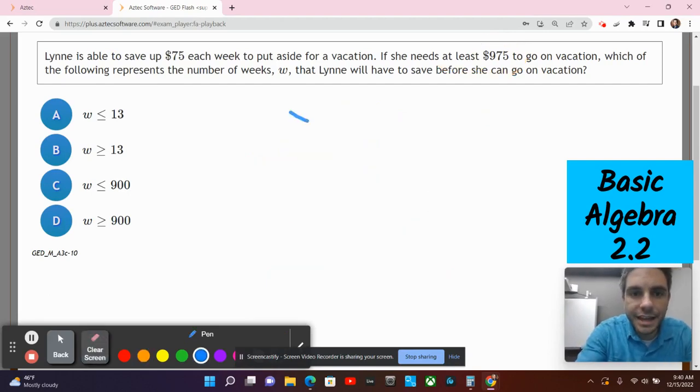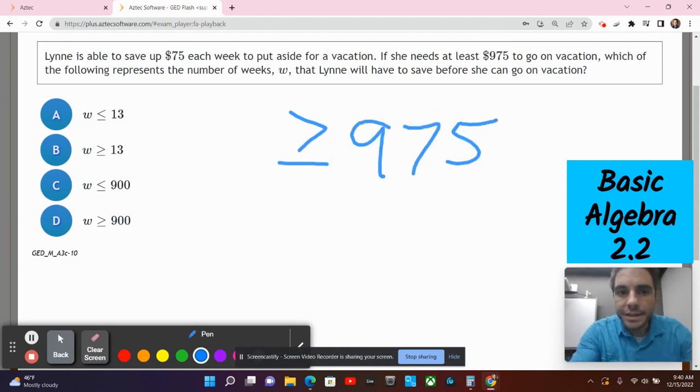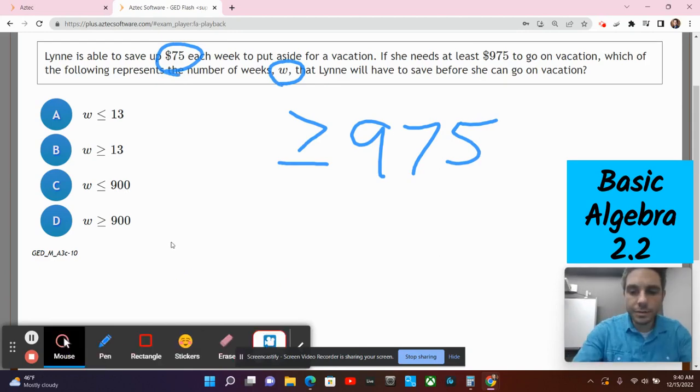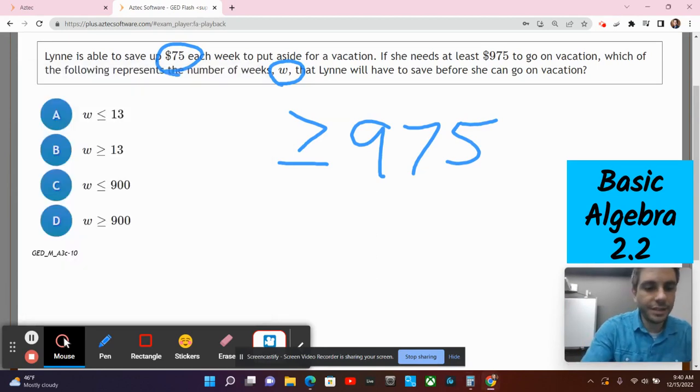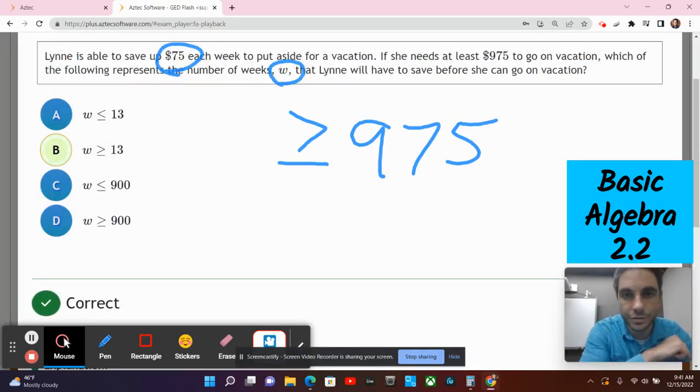Okay, so if she needs to save at least $975, how many weeks will it take for her to save that amount of money if each week she's saving $75? So what we would do in this case is division. We would take our total amount and divide it by the 75, and our answer will be how many weeks it takes for 75 to get all the way up to 975. So that's what I'm going to do. 975 divided by 75 is 13. So she needs to save then for at least 13 weeks, which is answer choice B.